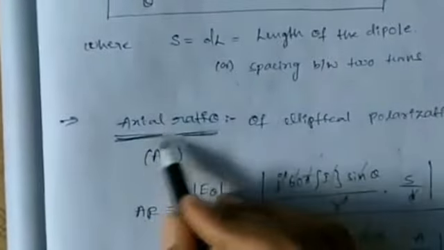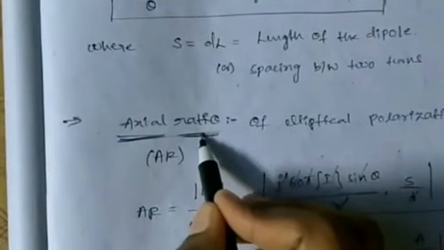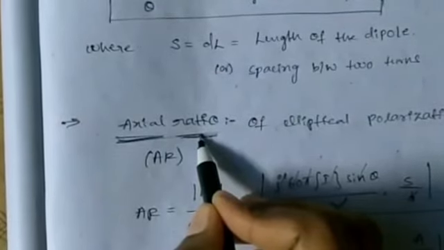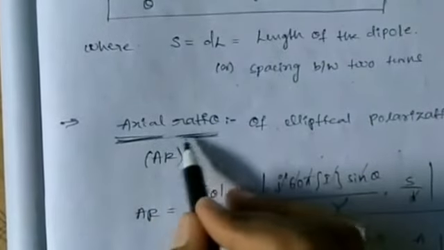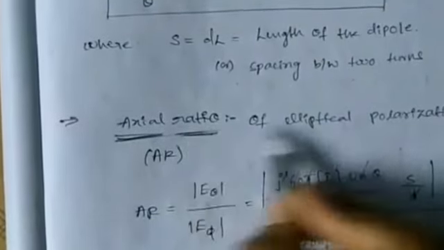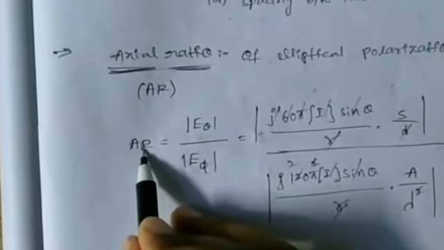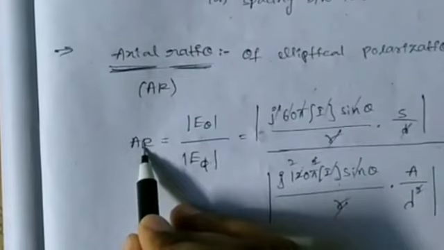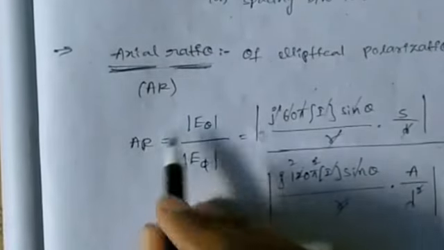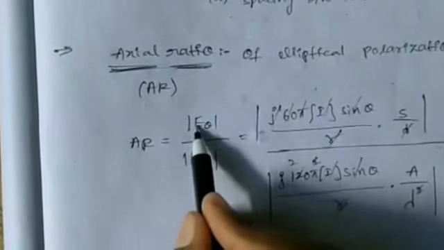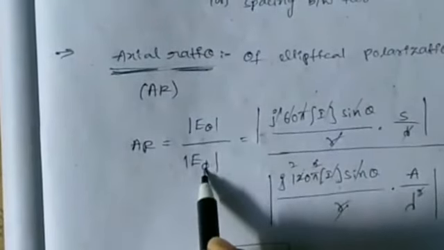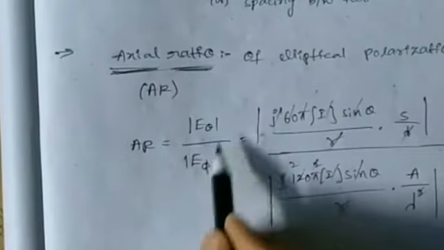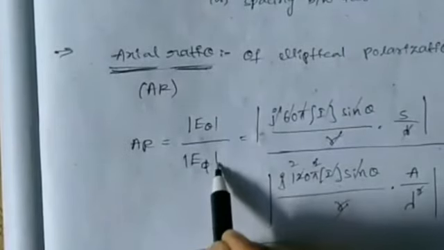And here we have to find out the axial ratio of the elliptical polarization. The helical antenna provides elliptical polarization or circular polarization. Now here we have to find the axial ratio for that elliptical polarization. For finding the axial ratio, we have to take the ratio between the magnitude of the field component due to the short dipole and the magnitude of the field component due to the small loop. So here we have a formula for these two components also.